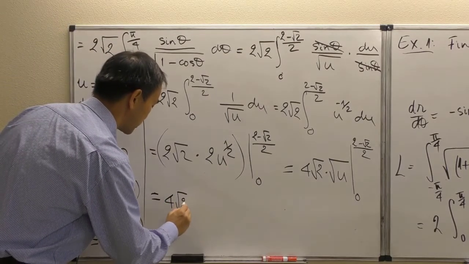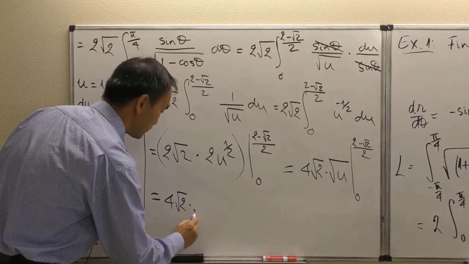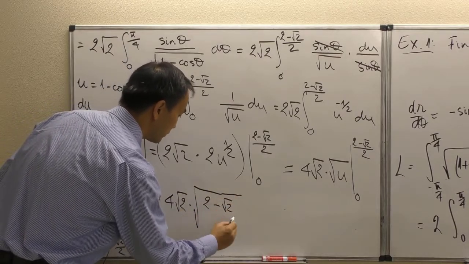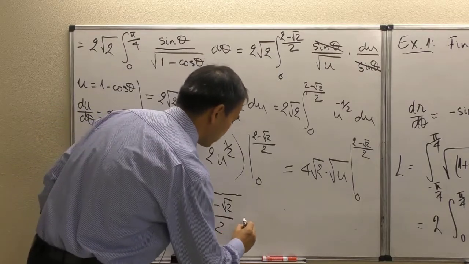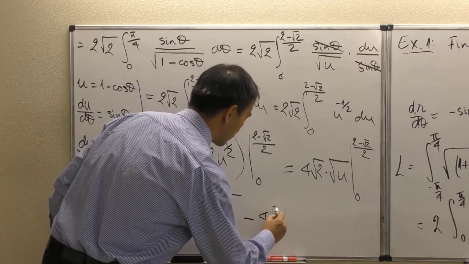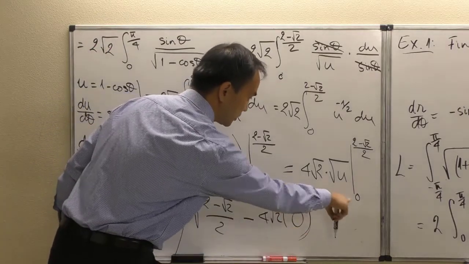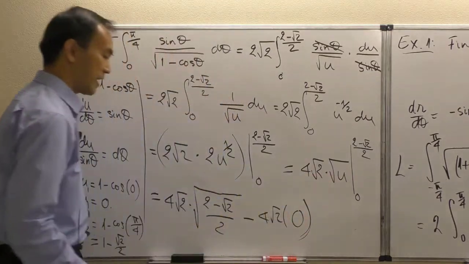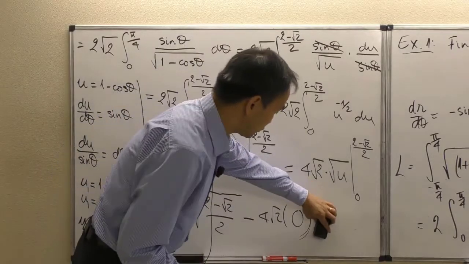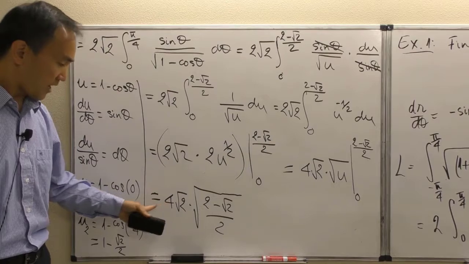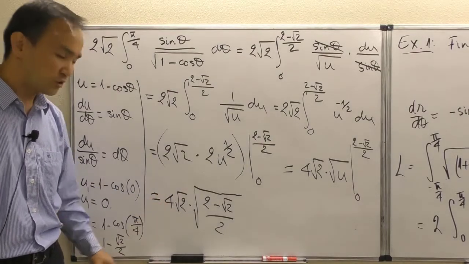So 4 square root 2 times square root of 2 minus square root 2 over 2, minus 4 times square root 2 times 0, which zeroes out, because once we substitute 0 into that expression, it's all a 0. So we don't even need to write that term at all. Okay, and so now we are quite close to the final answer.